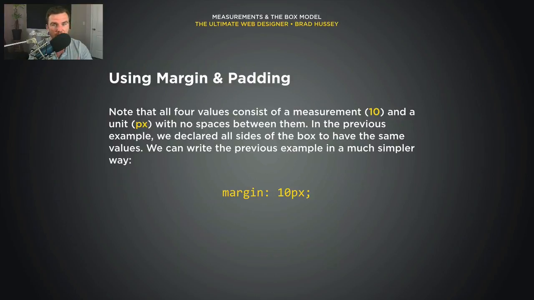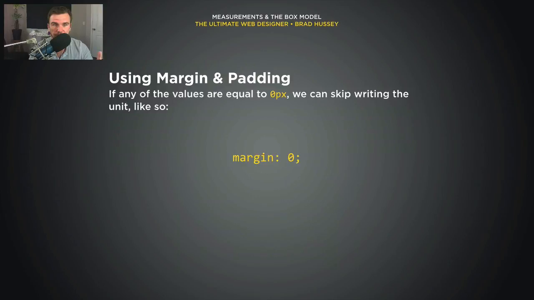In the previous example, we declared all sides of the box to have the same values. Instead of writing it like we just did, we can write it in a much simpler way. Because they're all equal and they're all using the same unit, we could just say margin 10 pixels. And the browser would treat that as all sides having 10 pixels of margin. If any of the values are equal to 0 pixels, we can skip writing the unit like so. And this applies to more than just margin and padding. Anything that's using a measurement. If it's equal to 0 pixels, ems, or anything like that, you just put 0.